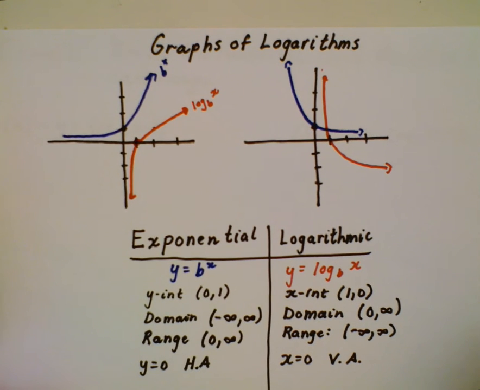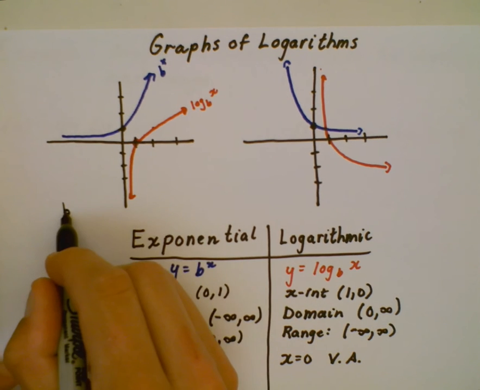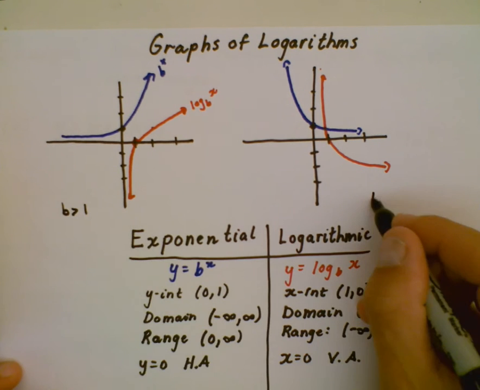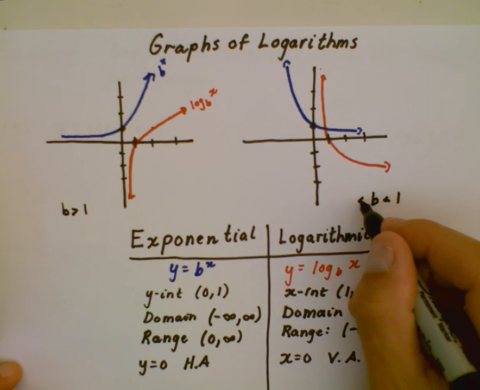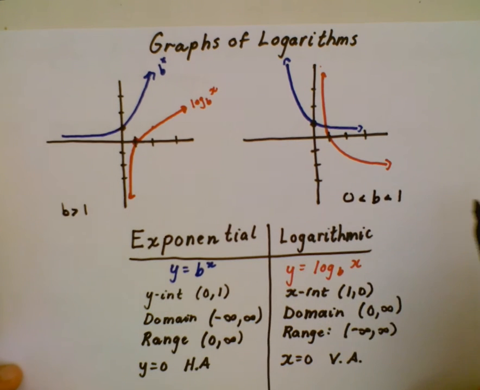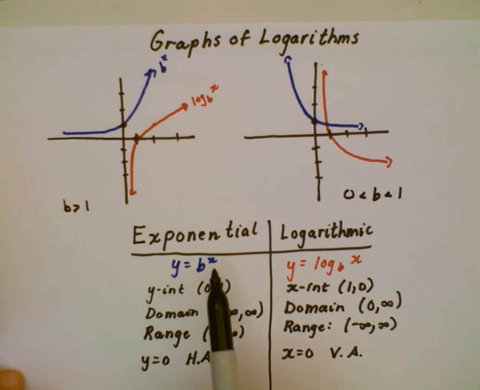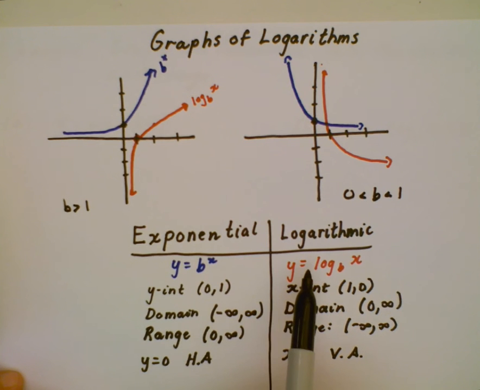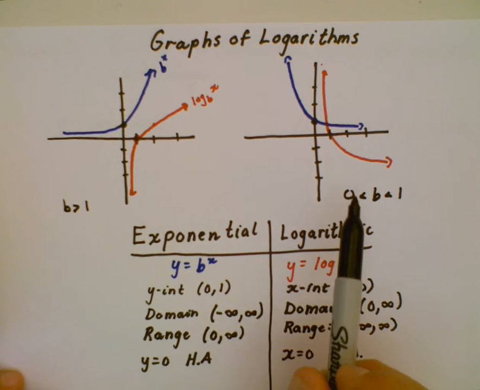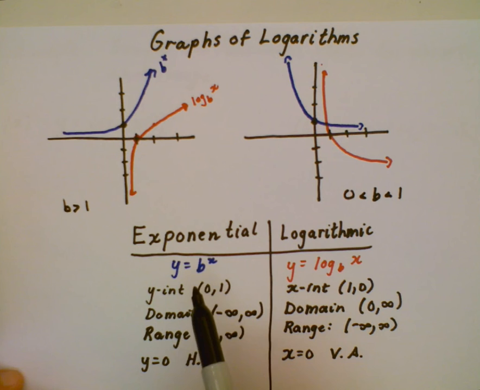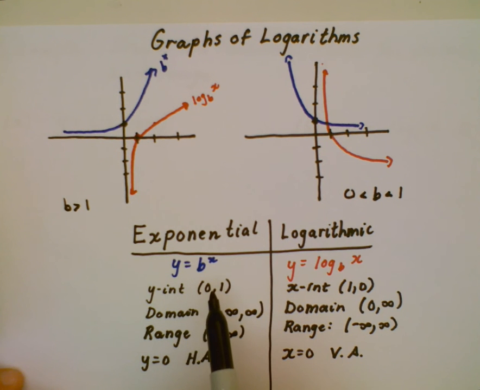They are inverses of one another. So what you're seeing over here is when the b value, the base, is greater than 1, and when the base is between 1 and 0 here. Okay, so just some common things. Here's b to the x in blue and logarithmic in red here for both of those graphs. So with exponentials, we know the y-intercept is 0, 1. Domain is all real numbers, and the range is from 0 to infinity, and the horizontal asymptote is y equals 0.